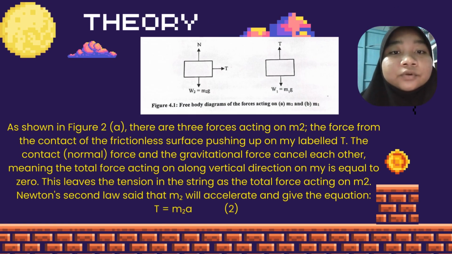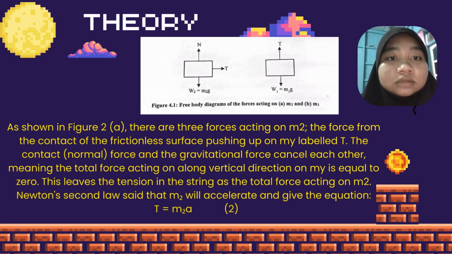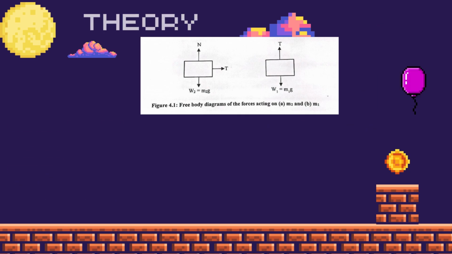As shown in figure 2a, there are three forces acting on m2. The contact normal force pushes up on m2, and the gravitational force cancels it, meaning the total force acting along the vertical direction on m2 is equal to 0. This leaves the tension T in the string as the total force acting on m2. Newton's second law says that m2 will accelerate, giving the equation T equals m2a.